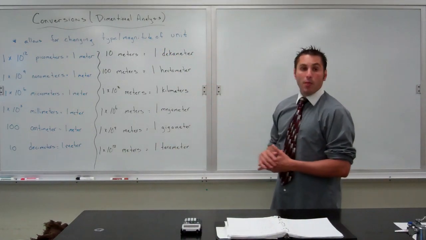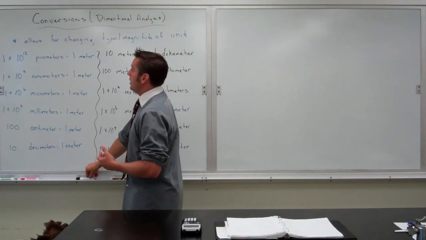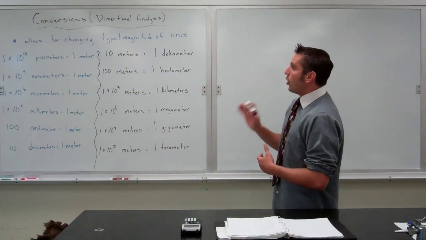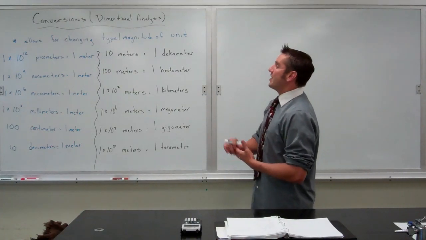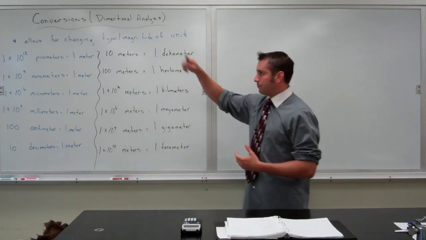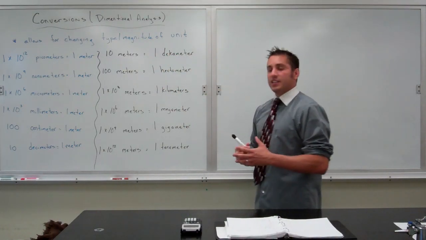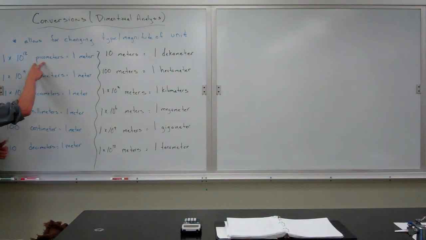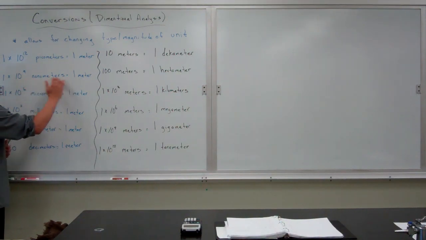Now, I have this written up on the board, but you were given this particular sheet in class. I like to have it up here to refer to it, where it gives us common conversion factors that let us change the magnitude. Certain prefixes are valued with certain numbers. For instance, pico, the prefix, is worth 1 times 10 to the 12th in terms of a number size. So 1 meter has 1 times 10 to the 12th picometers. 1 times 10 to the 9th nanometers is 1 meter.